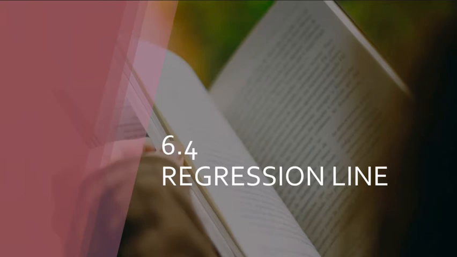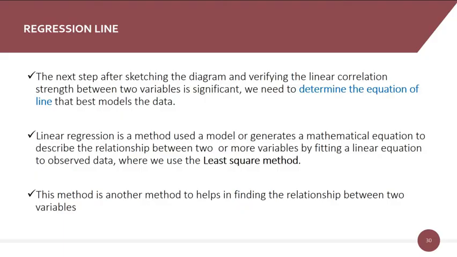Today we will continue the lesson for chapter 6, which is section 6.4, regression line. After we sketch the scatter diagram that we learned before, when we can see the obvious trend of linear relationship, next we might be interested to determine the equation of the line that best fits the data. So linear regression is a method used to model or generate a mathematical equation to describe the relationship between these two variables.